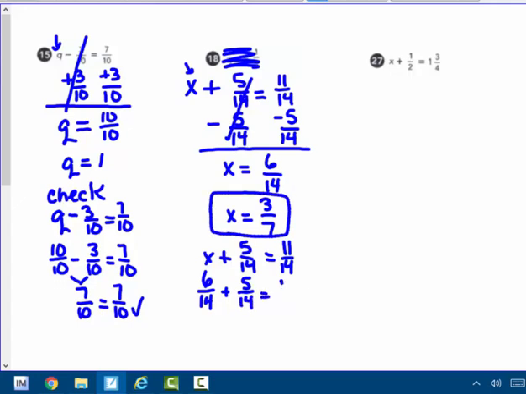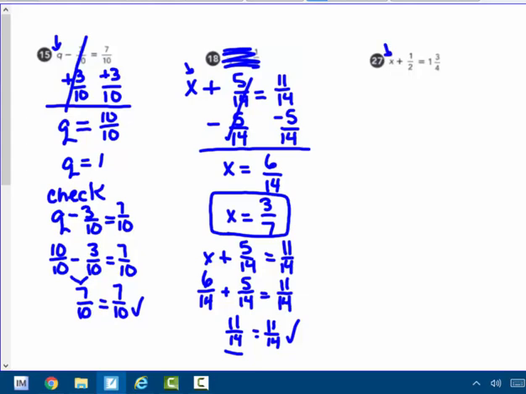The solution is when the equation is true. So 6/14 plus 5/14, oh, that's 11/14 equals 11/14. So the bottom of your check does not have your answer in it. Notice this 11/14 doesn't say 3/7. The bottom of the check is to say, oh, the right side is exactly like the left side when I substitute back in my real solution of 3/7, 6/14.